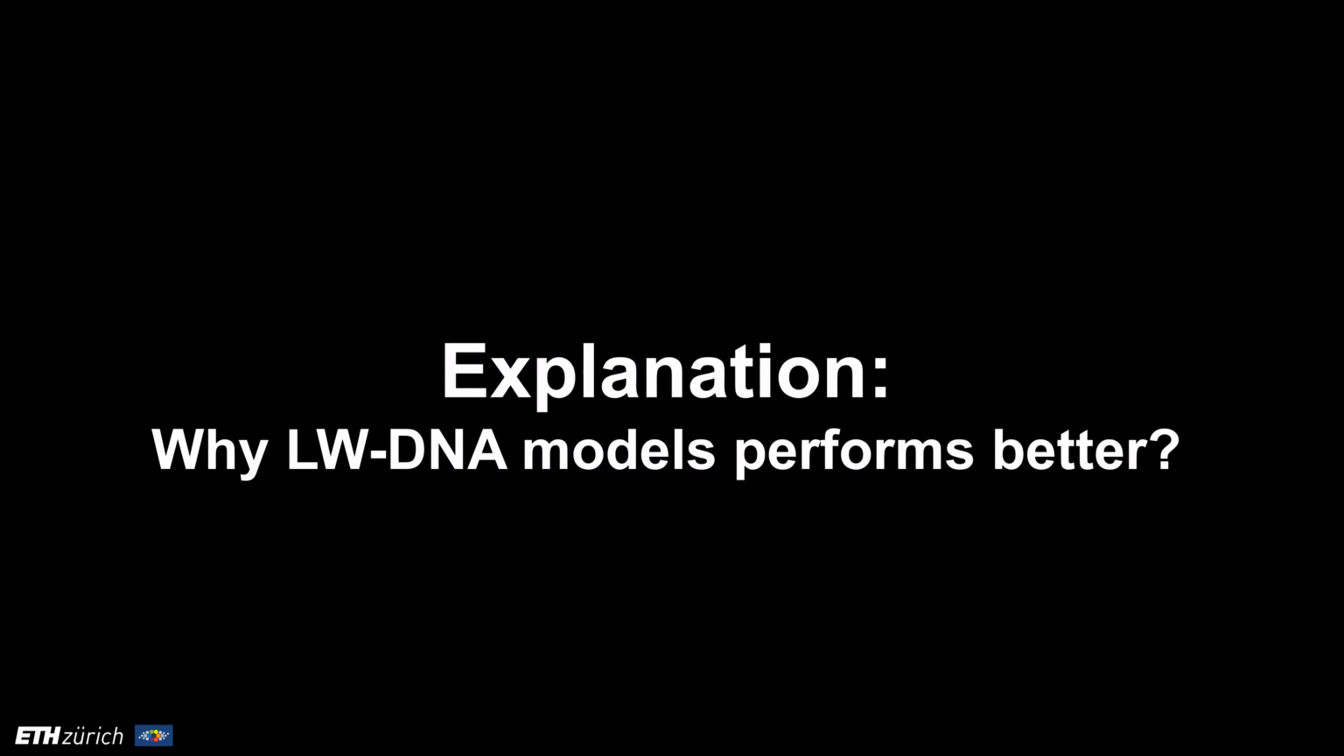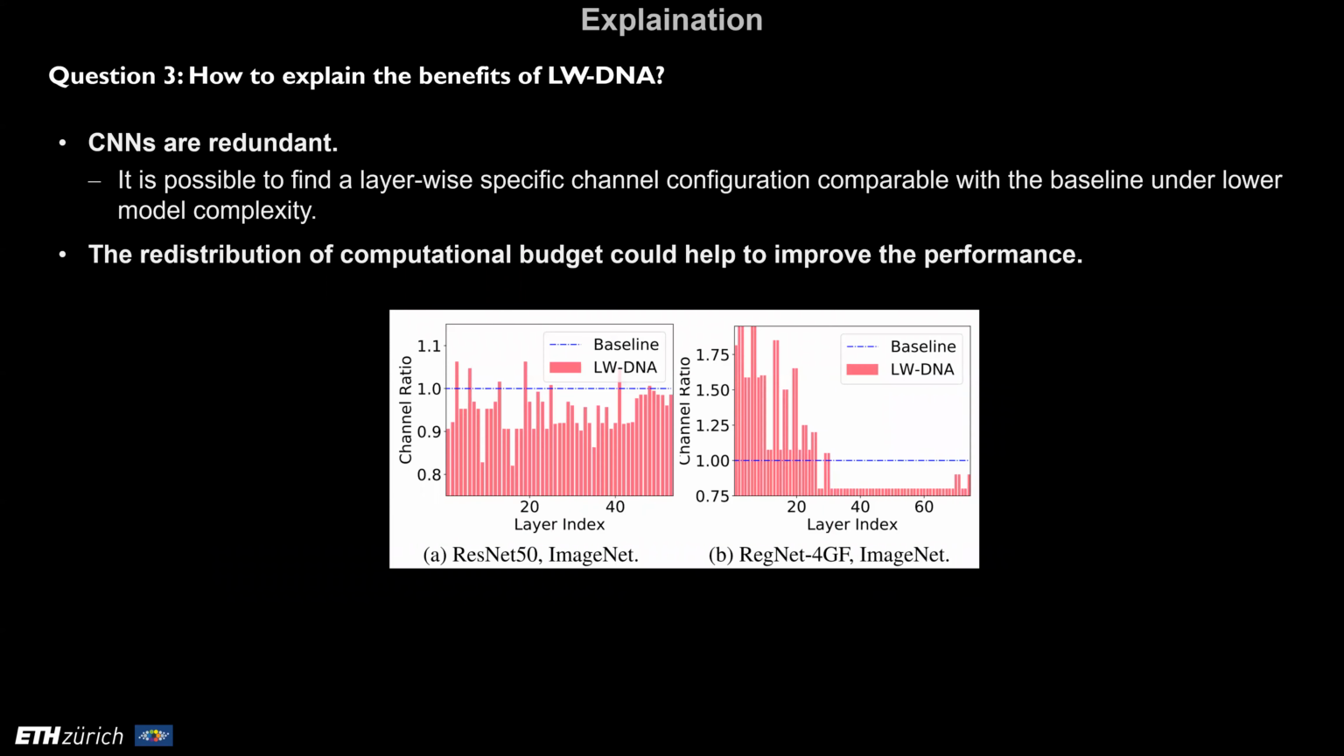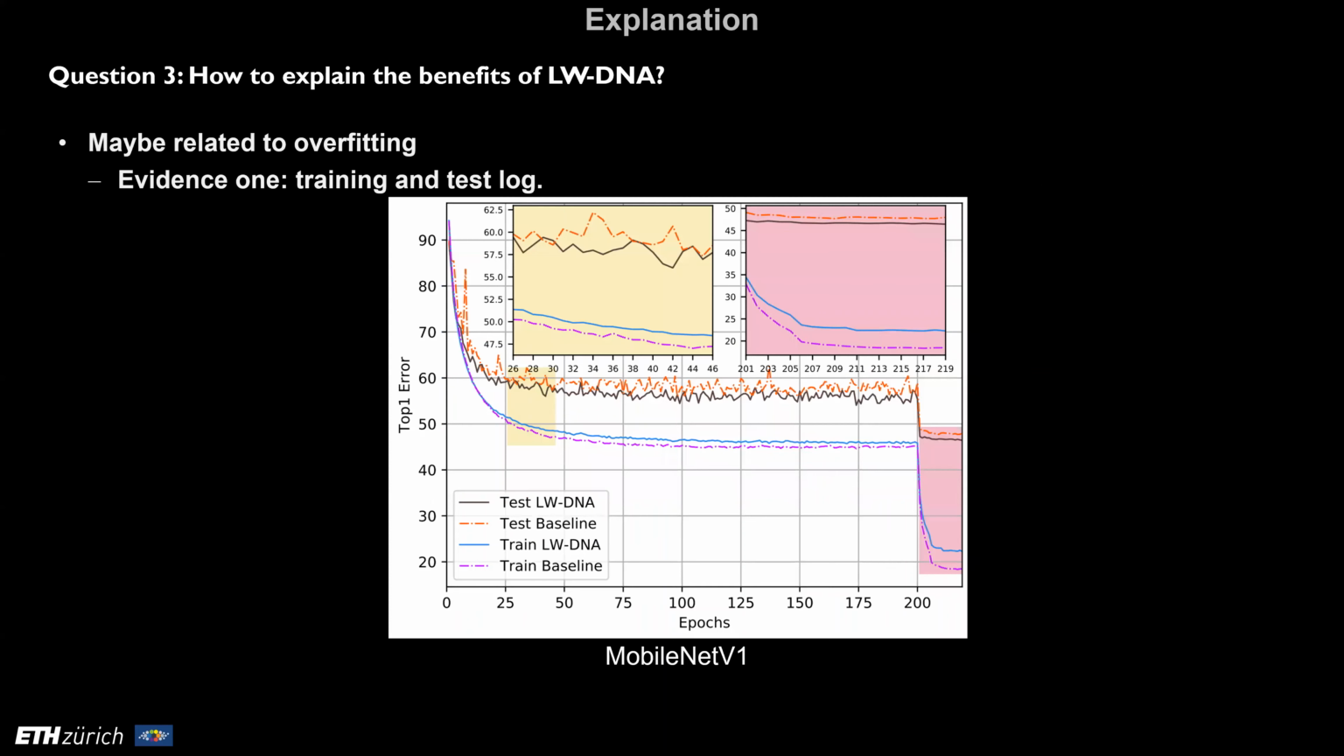And then we try to explain the benefit of the LWDM models. So the first reason is that CNNs are very redundant. So it is possible to find a layer-wise specific channel configuration comparable with the baseline with lower model complexity. And secondly, the redistribution of the computation budget can help to improve the performance. And the third possible reason is that maybe this is related to overfitting.